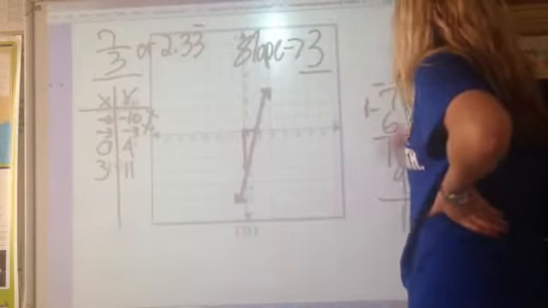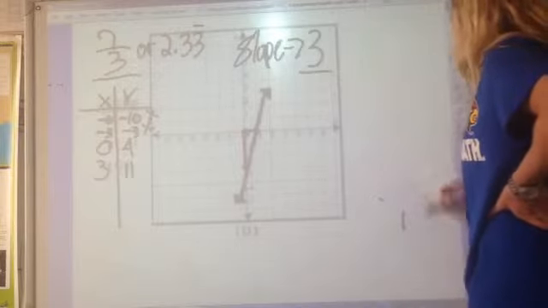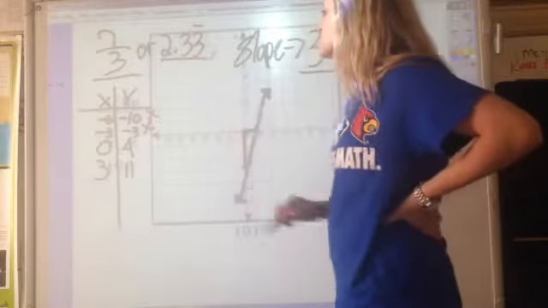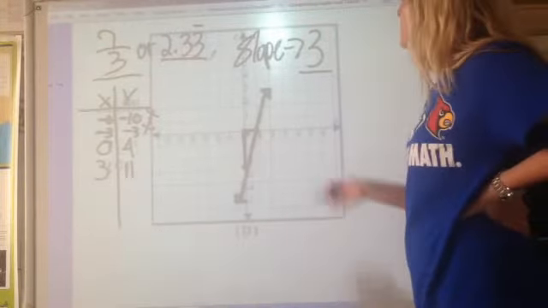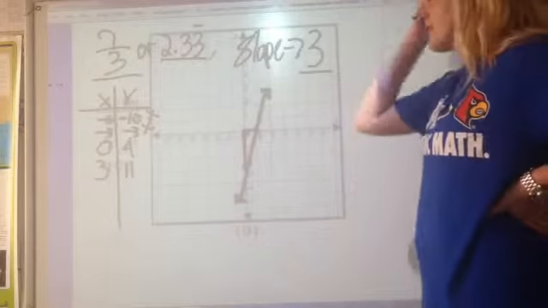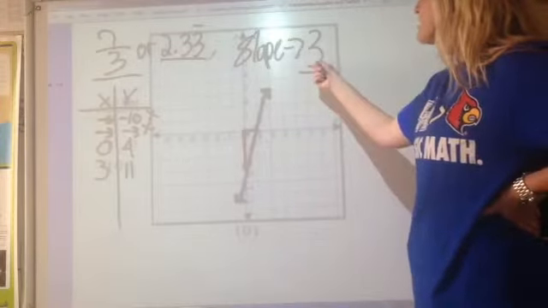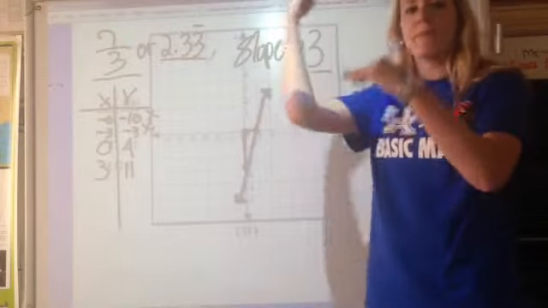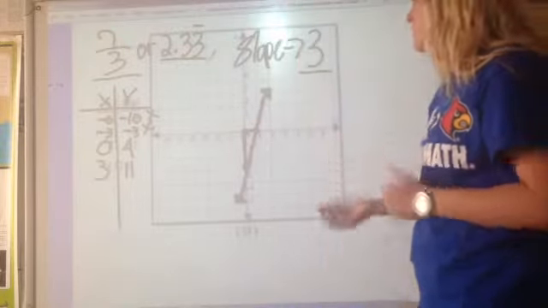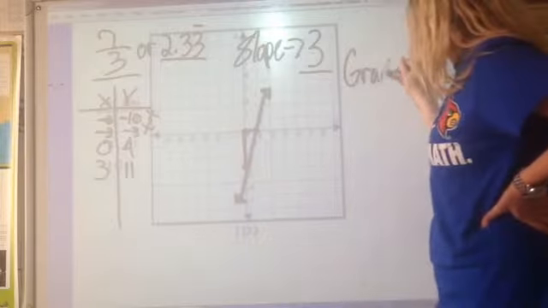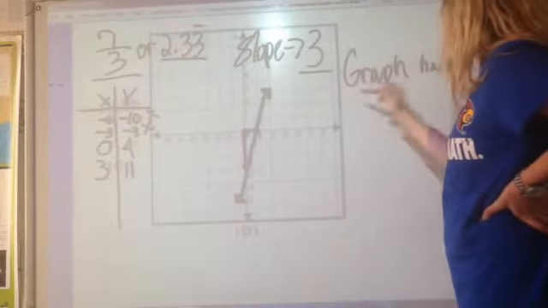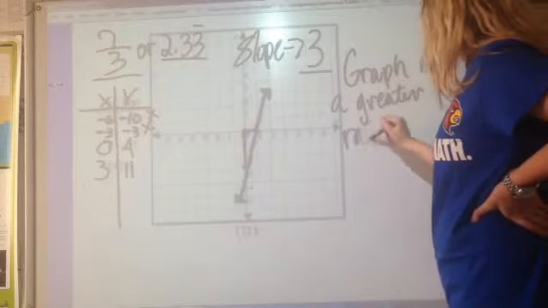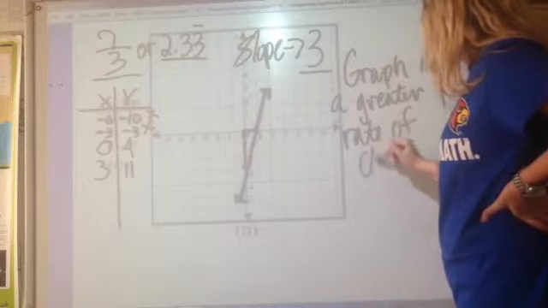Now, which one has the greater rate of change? Well, I'm comparing 2.33 repeating and my graph, which has a slope of 3. And I see that 3 is the larger number. It has the greater rate of change because it's increasing by a larger amount each time. So my graph has a greater rate of change.